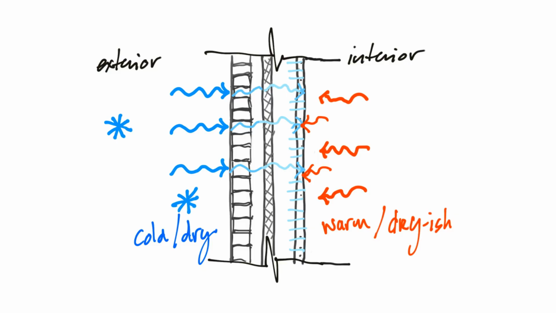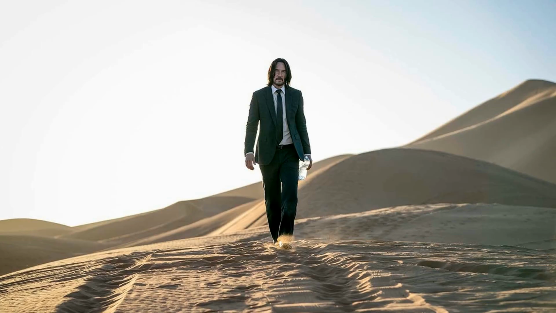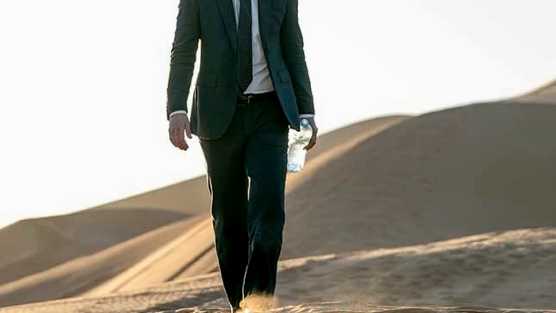But that being said, you could reduce the amount of humidity, dehumidify that interior air a bit so that there is less moisture in that air. And when it hits the exterior wall, maybe there's less of a chance of it creating condensation. So when John Wick is roaming through the desert, he has a bottle of water. Maybe that water is cold, but the desert air is so dry that there's no humidity for it to create condensation on the exterior surface of the bottle because it's just dry. There's nothing there.